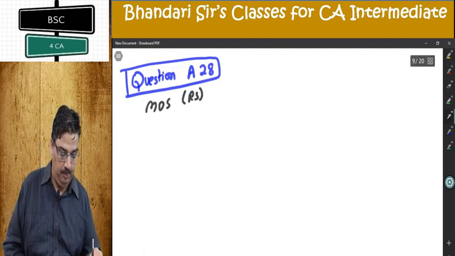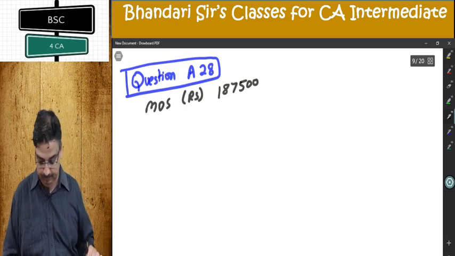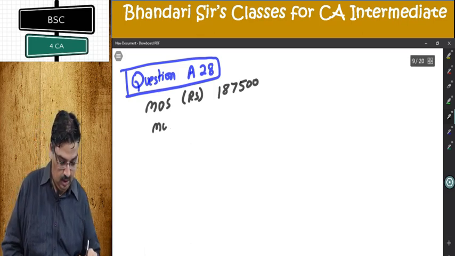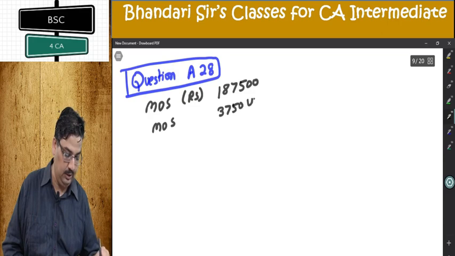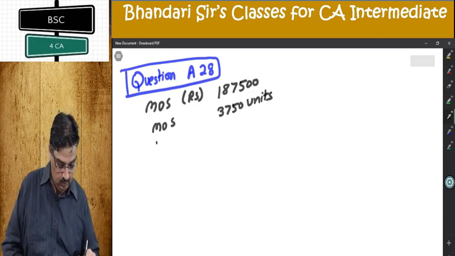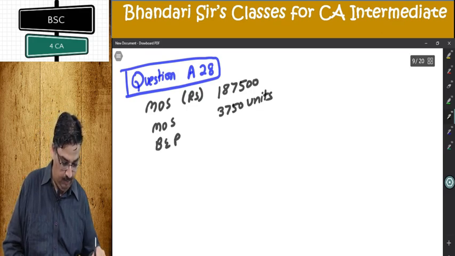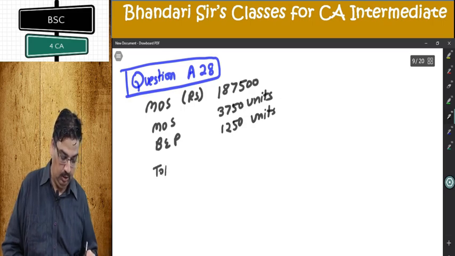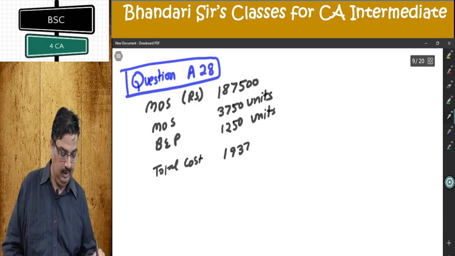MOS in rupees 187,500. MOS 3750 units. Break-even point 1250 units, and you are given total cost 193,750.